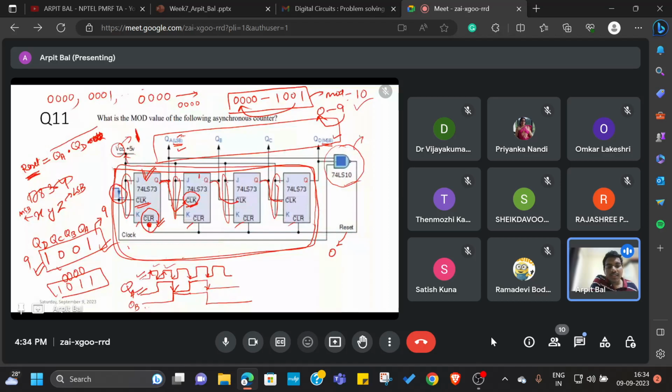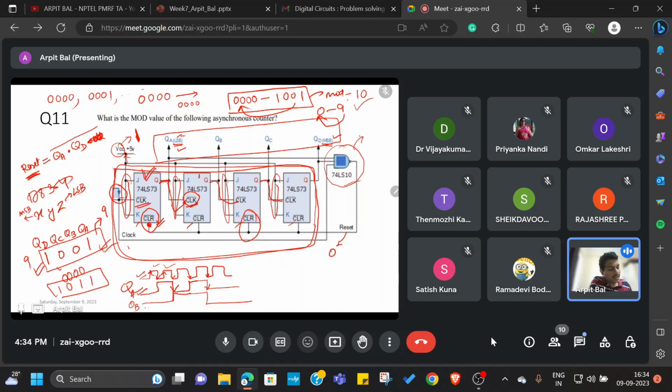In the next question we were supposed to figure out the mod value of this asynchronous counter. Whenever such a counter is given with a reset logic, the first thing you should do is figure out the equation for that reset logic. The next thing is to figure out when that reset logic is going to clear the flip-flops. Here we observe that it is a negative edge triggered flip-flop, so it will clear the flip-flops when the reset is 0.